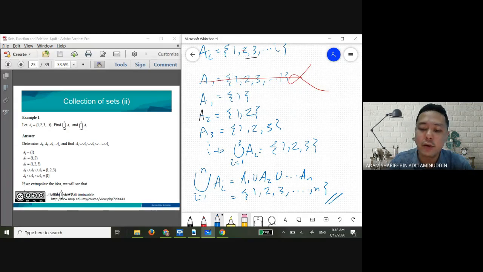Dia tak ada nama spesifik untuk method ni. Saya tak ada, saya tulislah perkataan extrapolate.